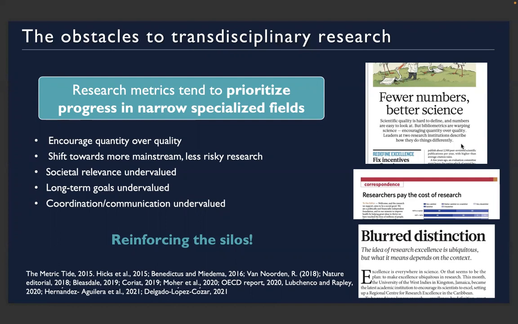So there is a shift towards more mainstream and less risky research. Also because the societal relevance is undervalued, whereas the first objective of transdisciplinary research would be the societal relevance, the societal needs. Also because long-term goals are undervalued, and because coordination and communication are undervalued. And this is very important in transdisciplinary work: you need time to coordinate and communicate. So these tend to reinforce the silos between disciplines.